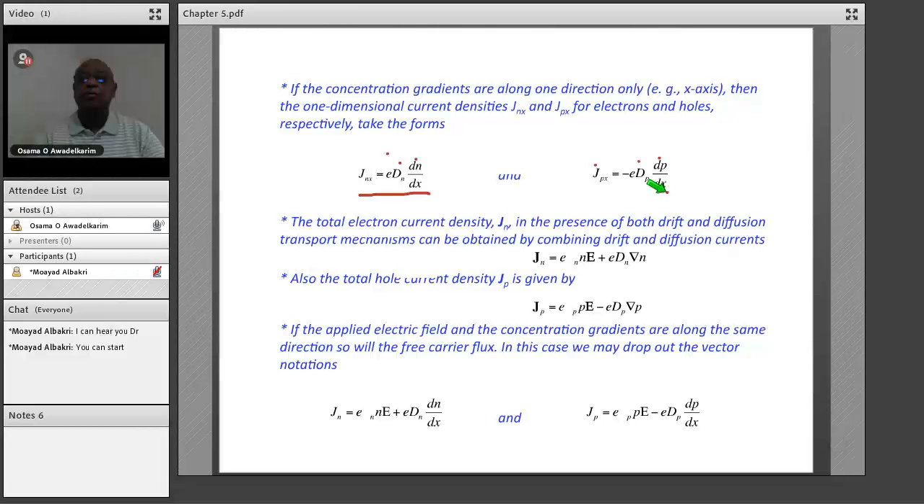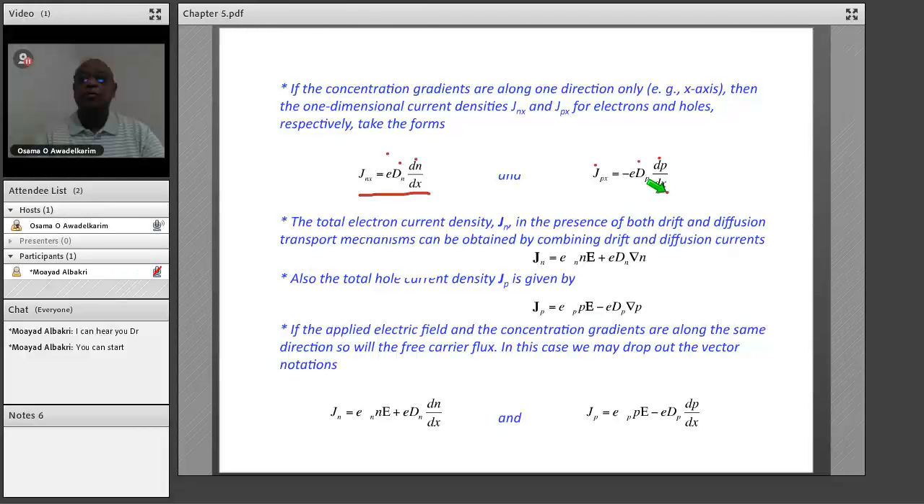That is, we have an electric field, but we also have differences in concentration. So we will have the two mechanisms for transport. We will have the drift because of the electric field, as well as the diffusion. So the two together will make the current in a semiconductor.